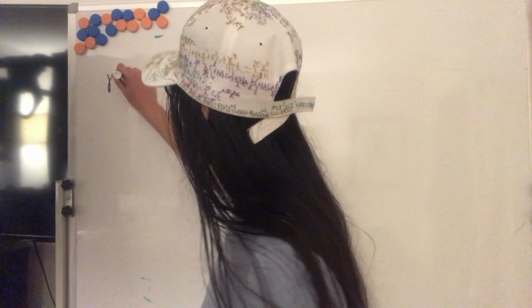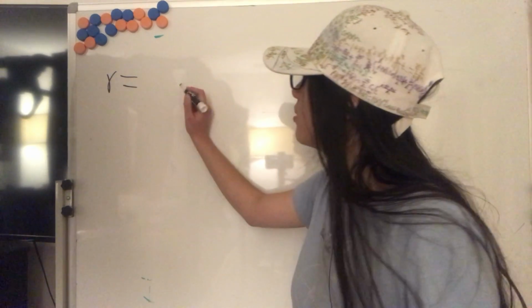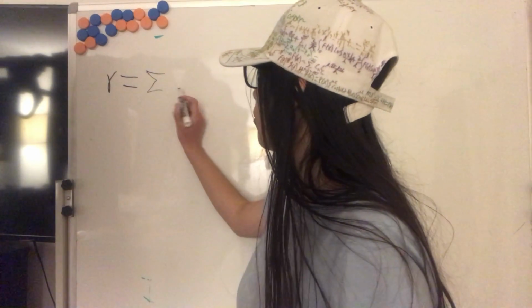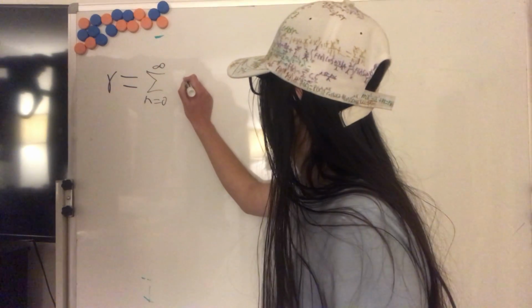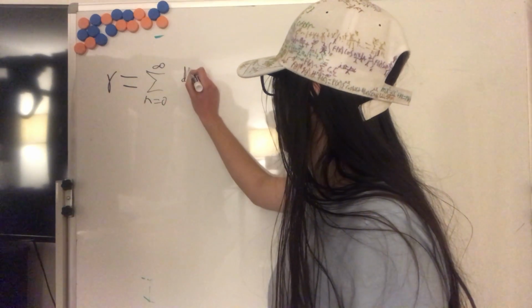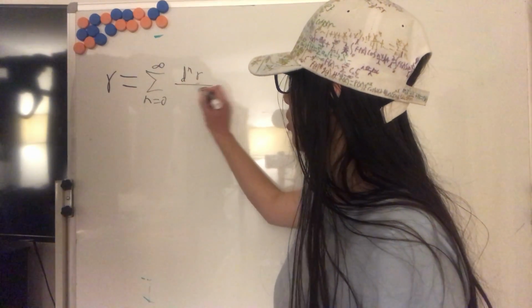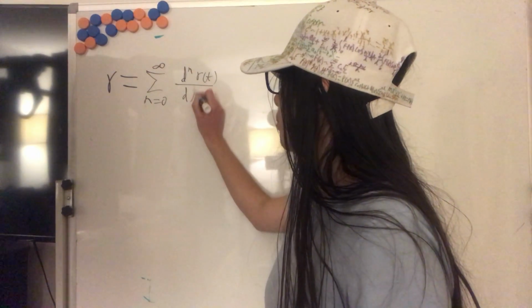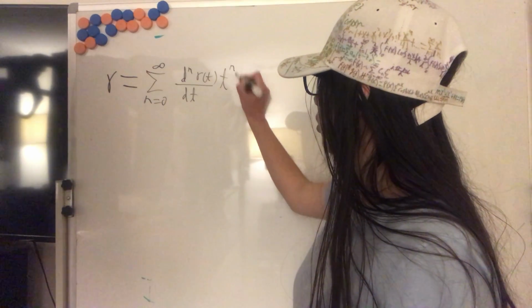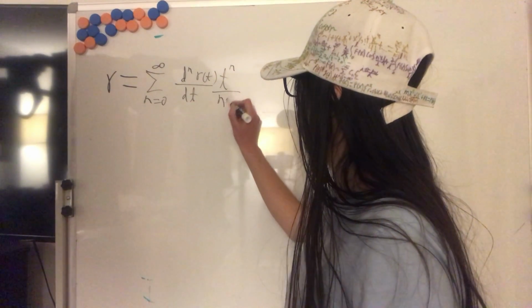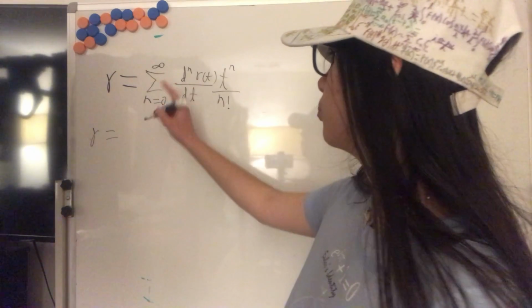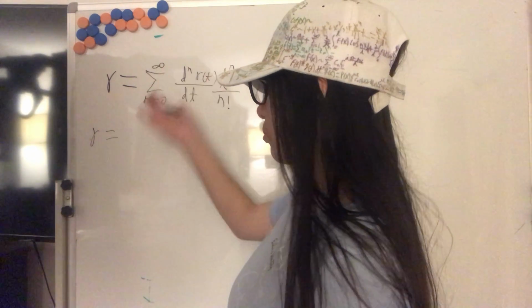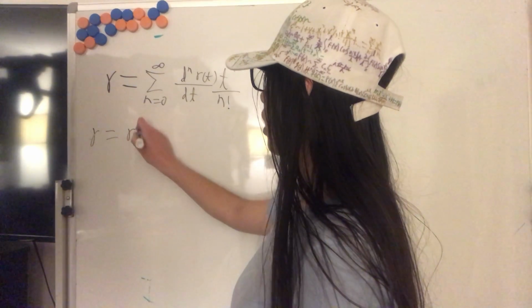In the previous video we saw that the formula for the position as an infinite sum is the summation from n equals 0 to infinity of the nth derivative of the position, r of t, with respect to time, times t to the nth power divided by n factorial. We saw that r is equal to the zero derivative, where we don't take the derivative, so it would be just r of t.